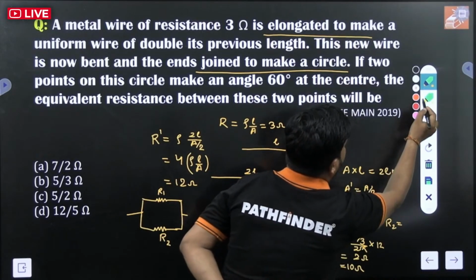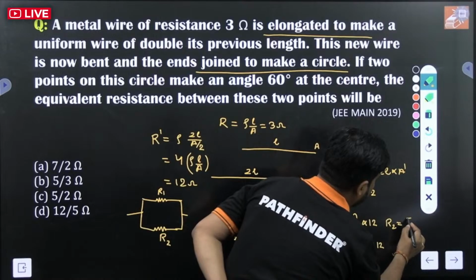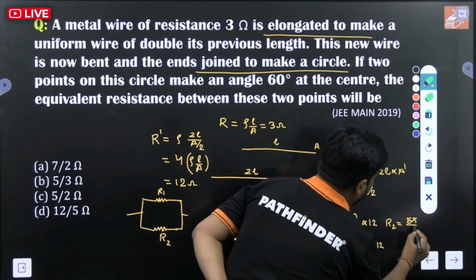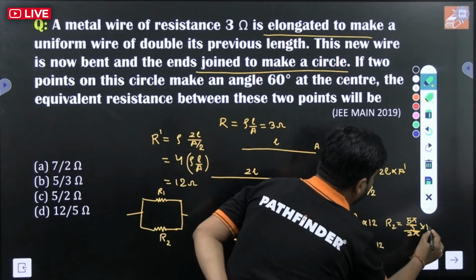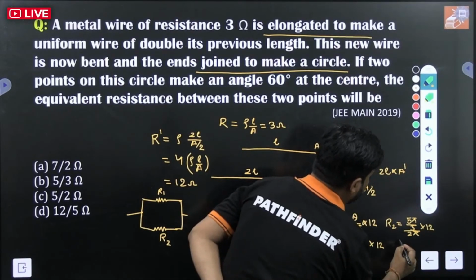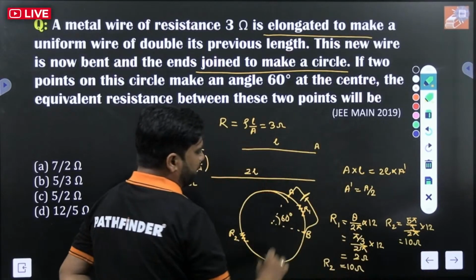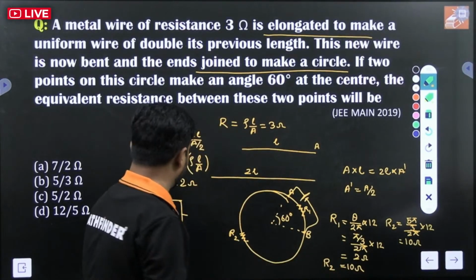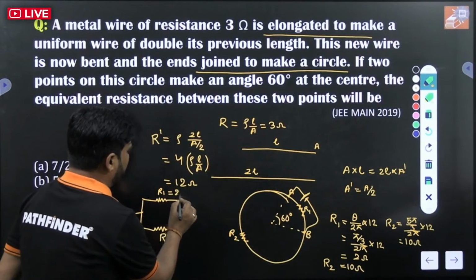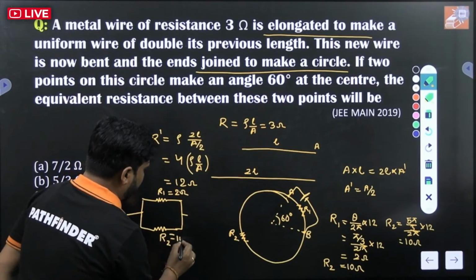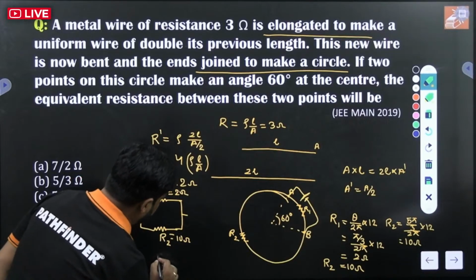It is 5 pi by 3. So 5 pi by 3 divided by 2 pi into 12. How much are you getting? You will get the value as 10 ohm. Or directly you can say R1 plus R2 is 12 ohm, so definitely R2 will be 10 ohm. So this one is 2 ohm, and this one is 10 ohm. Now, can you calculate the R equivalent?